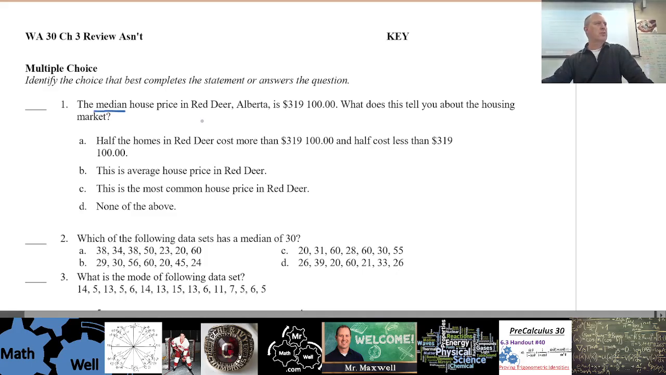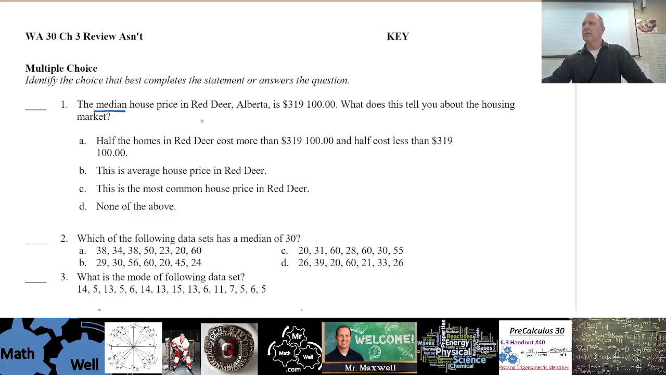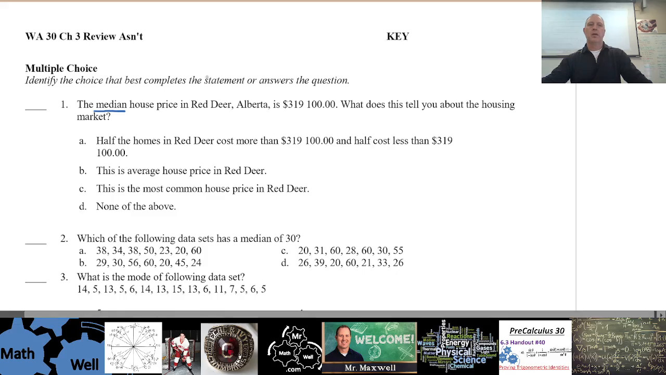There's 3 measures of central tendency in this chapter, right? Mean, median, and mode. Do you remember what the median is? The middle number. The middle number, right. Not the average. The mean is the average. The median is the middle number when you arrange them from left to right. Okay? So the median house price is this right here. What does this tell you about the housing market?